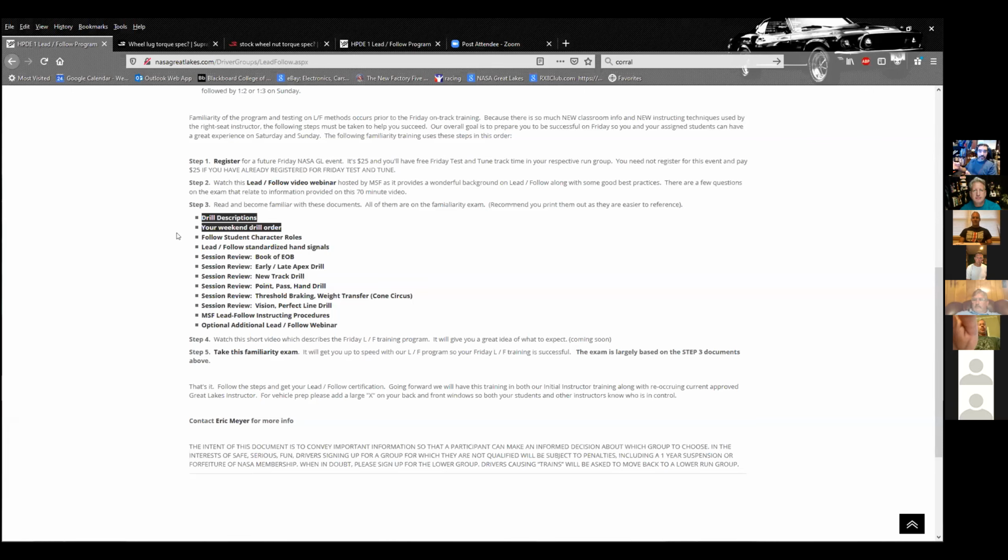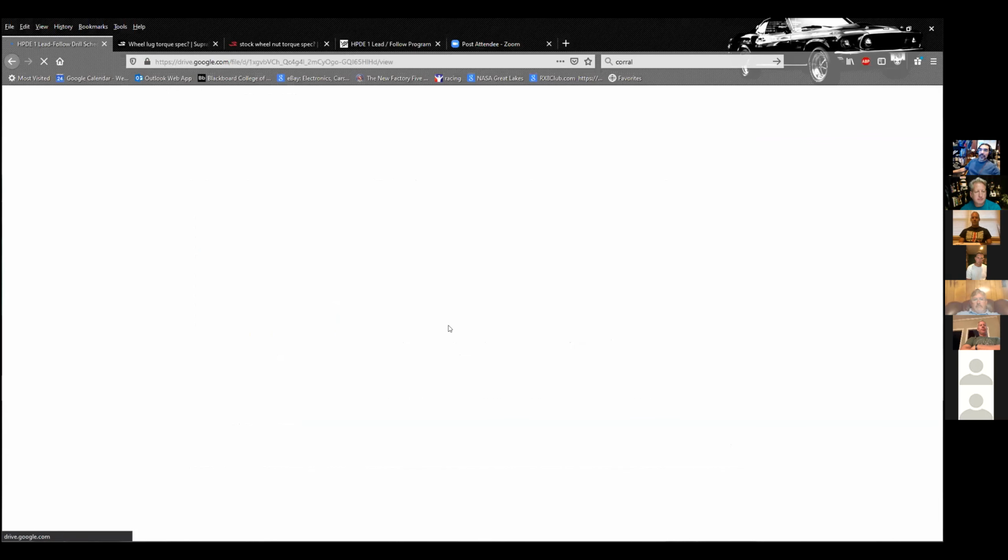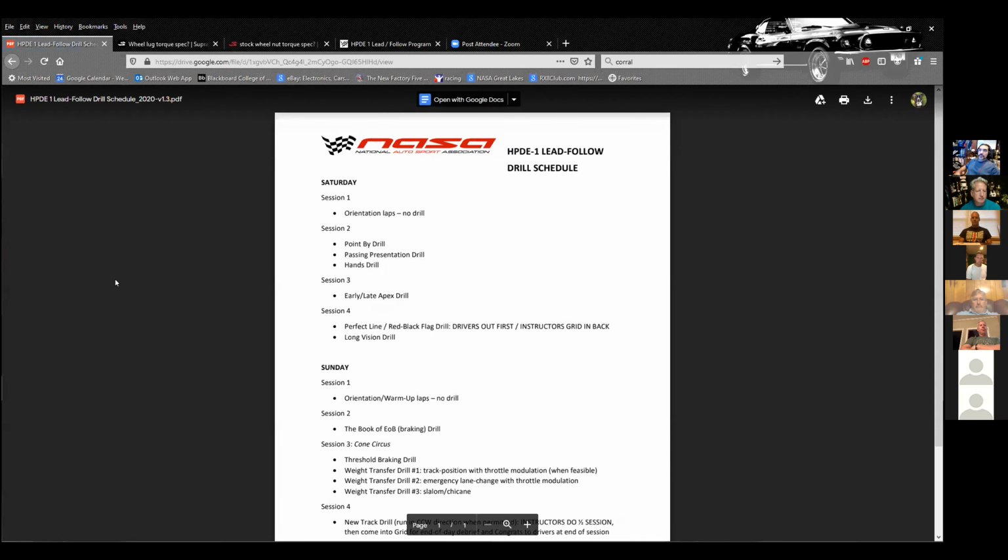But then you also have things that come up that you need to assist an individual driver with. So we strike a balance between supporting the classroom with a drill that's directly tied to it, and understanding that you've got to work with the drivers that you have and help them as best you can. I'm going to take this in slightly reverse order. We're going to look at the weekend drill order.